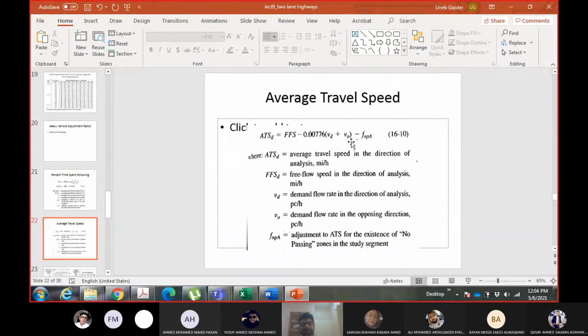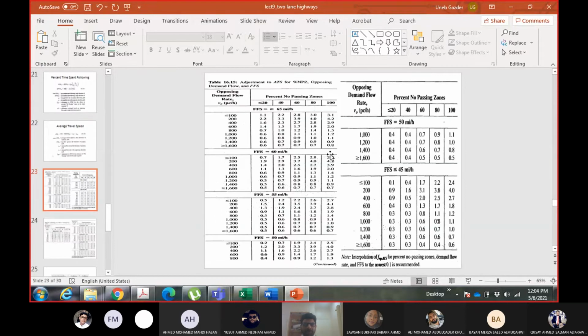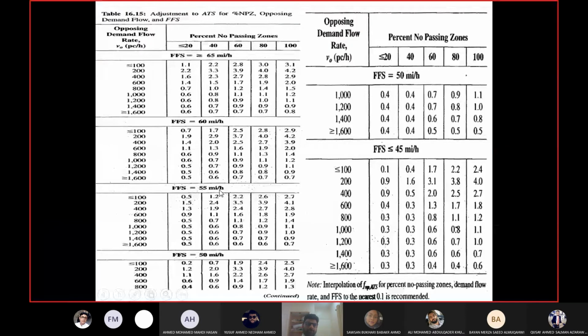So VD and V naught I have. I need free flow speed, which I have. I need no passing zone factor. This is a table for no passing zone. My free flow speed is 54.9, which is almost 55, so I will take the value from here.